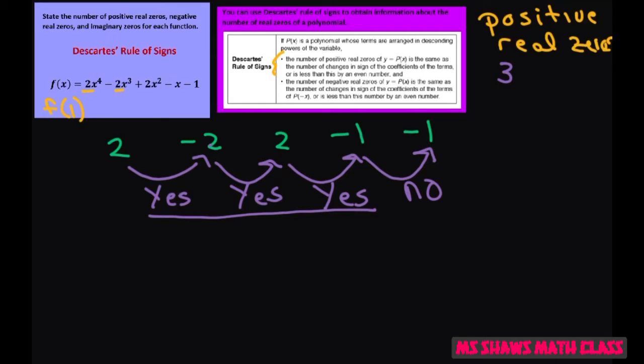Also, because we're just seeing the possible solutions, it's equal to 3 or less than this by an even number. So subtract 2. We could also have 0 real zeros. So those are those. Now let's look at our negative reals.